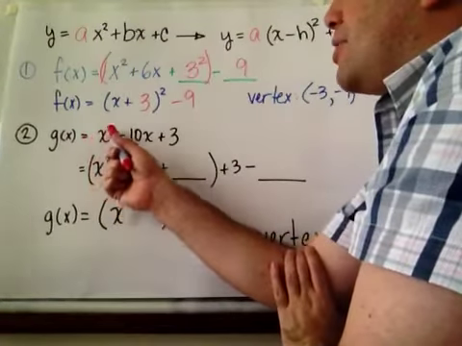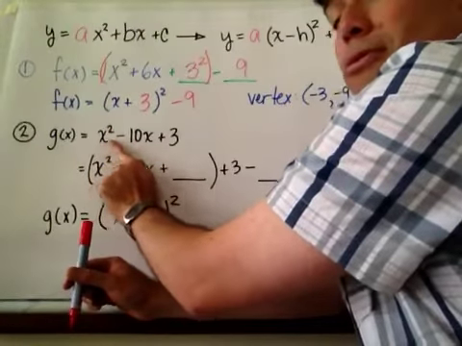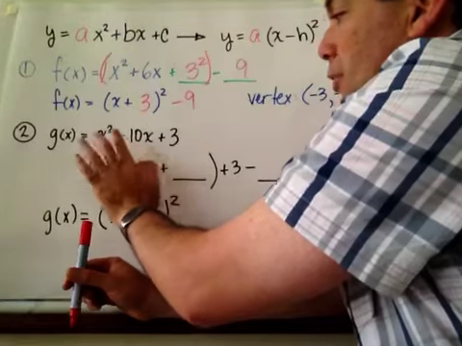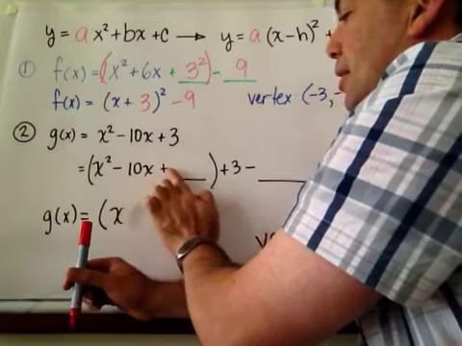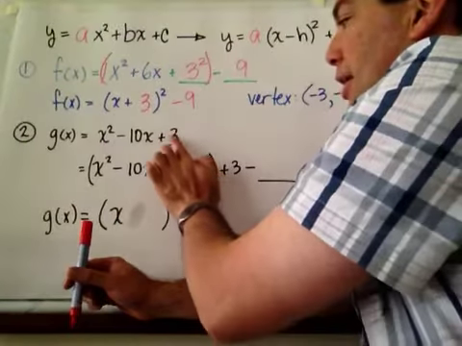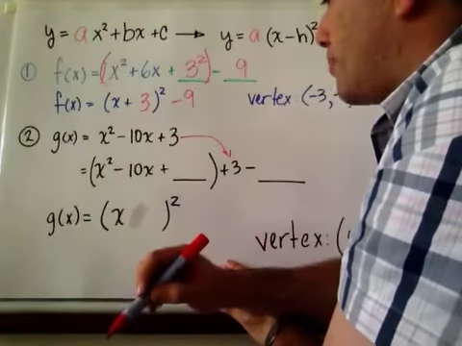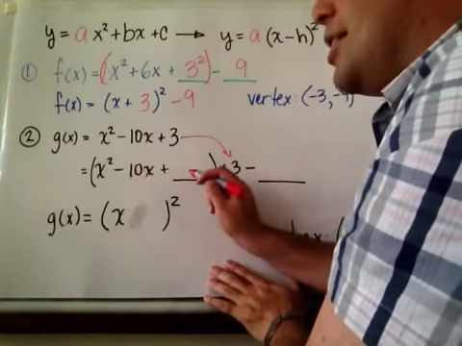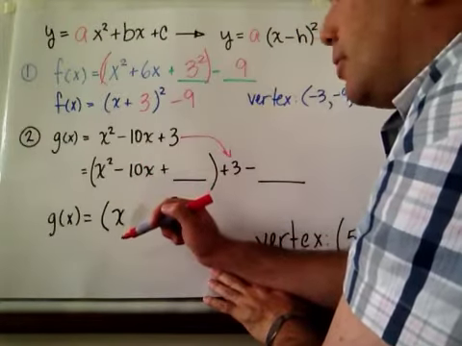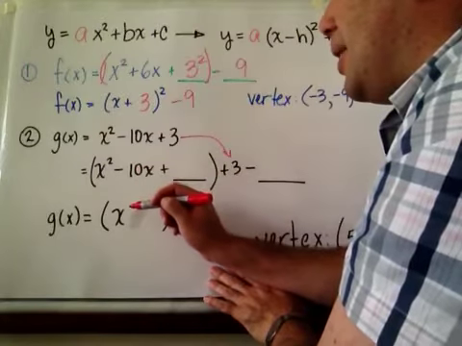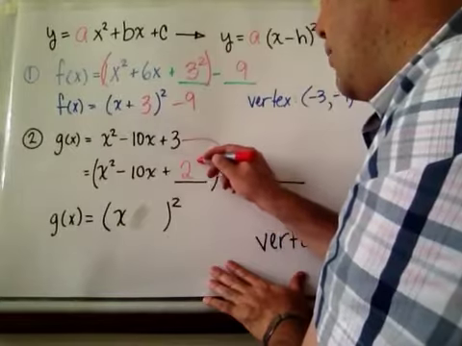Let's see another example. g of x equals x squared minus 10x plus 3. Now we need these two to complete the square. So I'm going to separate them. x squared minus 10x plus something to complete the square, and the plus 3 I just simply move over here, outside of the parentheses. So what number do I need to add to complete the square? Take the -10 divided by 2 and square it. -10 divided by 2 is -5. Squared is 25.